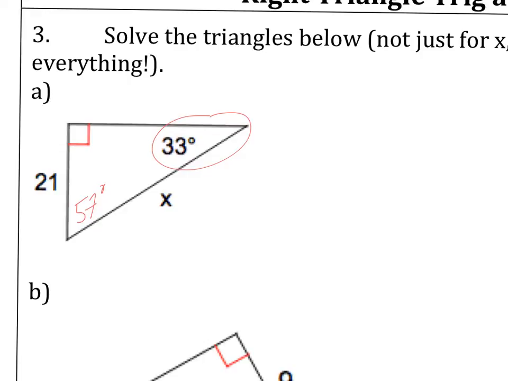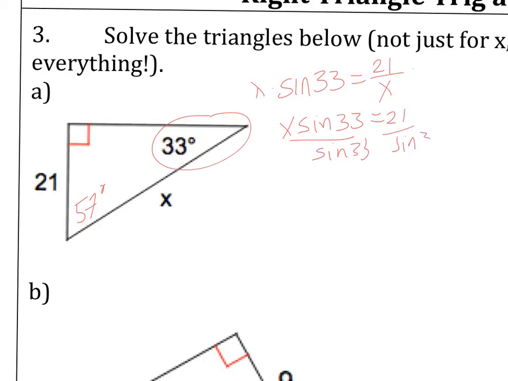To find x, I might use sine of 33, and that's equal to 21 over x. I'm going to multiply both sides by x, and I end up with x sine 33 is equal to 21. And if I divide both sides by sine 33, I end up with x is equal to 21 over sine 33, which is going to end up somewhere around 42.